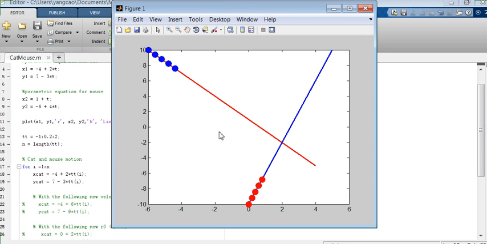As you can see, if I run it, this is the original question. I believe this is the cat, this is the mouse. As you can see, they don't catch each other, right? The blue dots don't intersect the red dots.